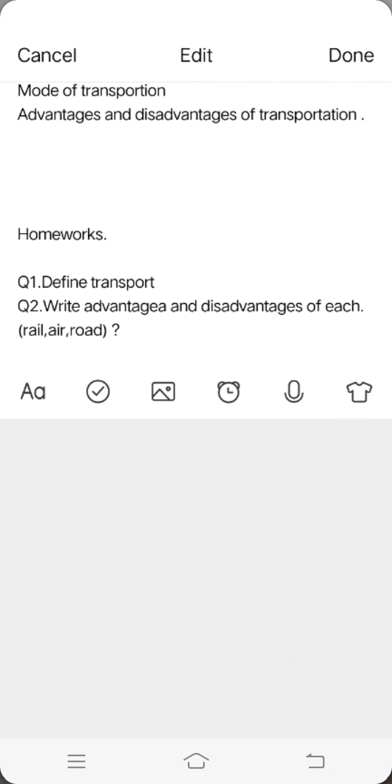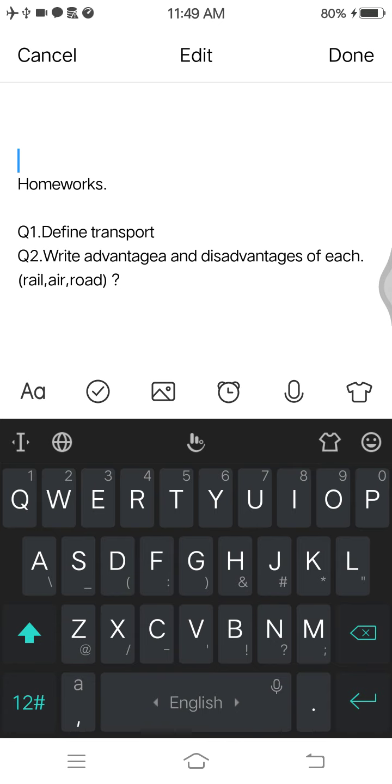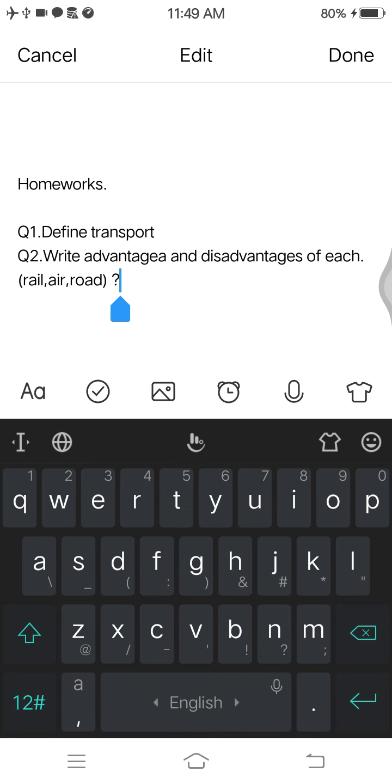So your homework is to define transportation and write the advantages and disadvantages in your own words. You can also take help from the book and other sources to find, on your own, the advantages and disadvantages of each of these: rail, air and road.